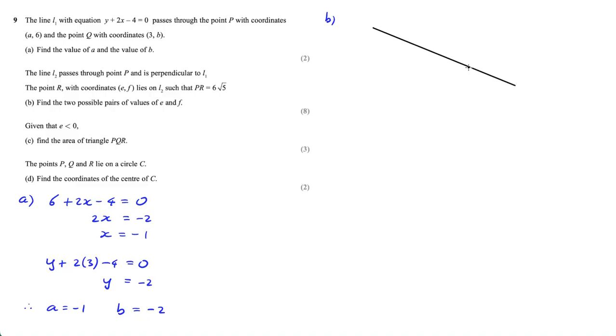Now, I'm not going to put exactly to scale, but whatever. This is P, minus 1, 6. And this is Q, which is 3, minus 2. Okay, L2 passes through P and is perpendicular to L1. Okay, I probably should have moved this a bit, guys. Let's just put it here.